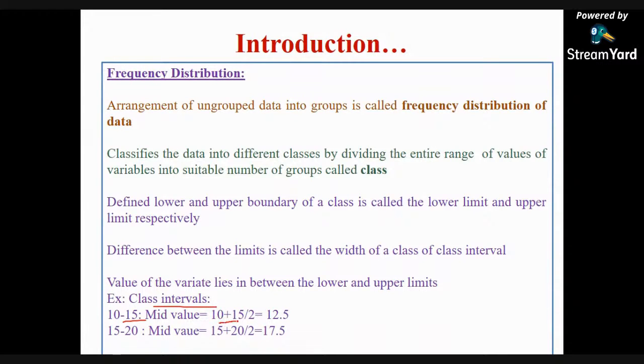So this is an example: the class interval is between 10 and 15, and the mid value is upper plus lower, divided by 2, that is 12.5. Similarly, for the class 15 to 20, the mid value is 17.5. So it is said that all the values will revolve around this particular mid value.